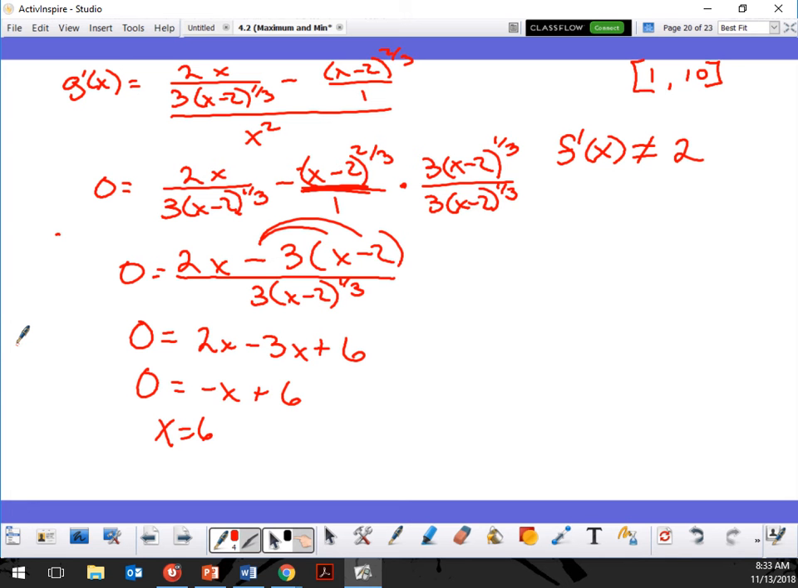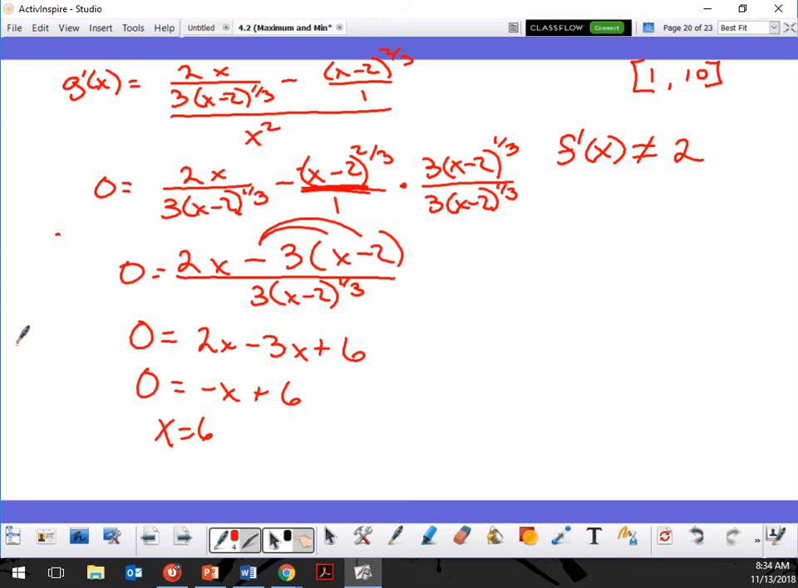So I have my critical points right here. I have a critical point at 2. I have a critical point at 6. And I have my endpoints 1 and 10. Yeah? All right, so I'm going to show you guys in the calculator how to check this one a whole lot easier.